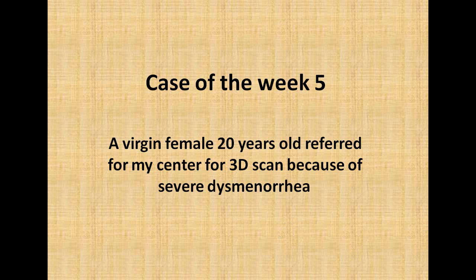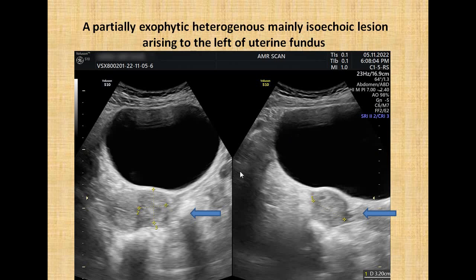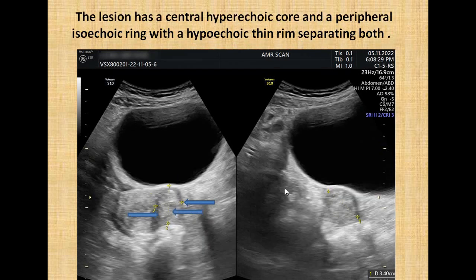Here's our first gynecological case. A virgin female, 20 years old, referred to my center for a 3D scan because of severe dysmenorrhea. On initial examination of the abdominal ultrasound, you will find a mass partially exophytic from the uterine fundus, measuring about 3 cm in diameter.